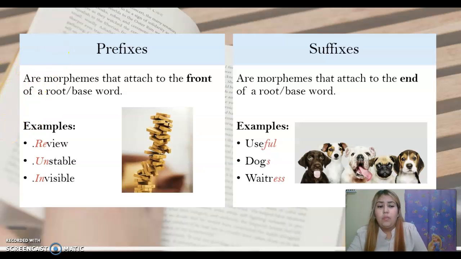Don't forget that prefixes start at the beginning, and suffixes are morphemes that attach to the end of a base word, okay? Those go at the end. For example, the words useful, dogs, and waitress. As you can see, in the first one it goes at the end, in the next one at the end, and in the third example at the end, okay? Don't forget, prefixes at the beginning and suffixes at the end of the root word, okay?